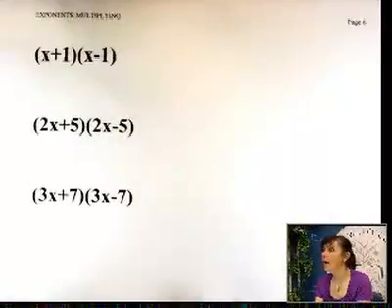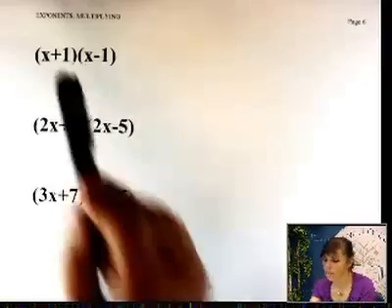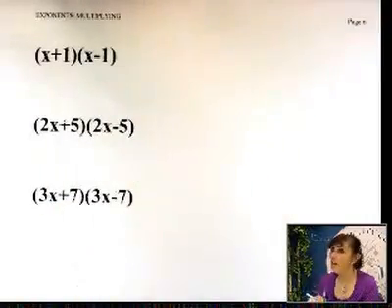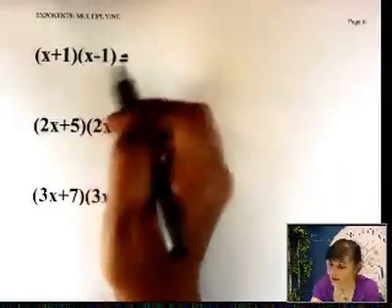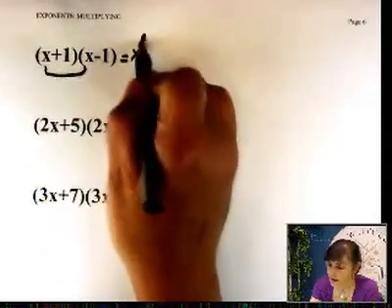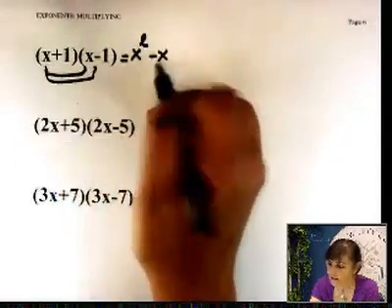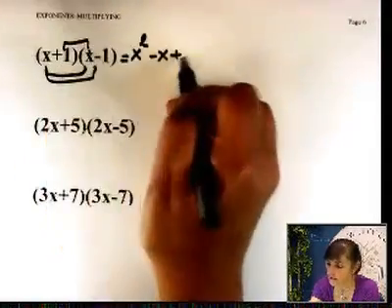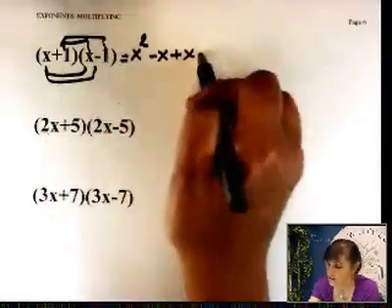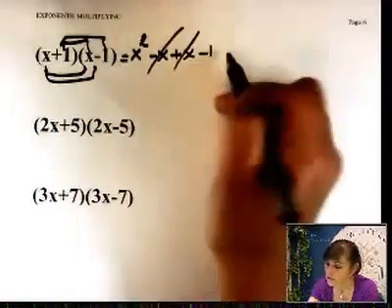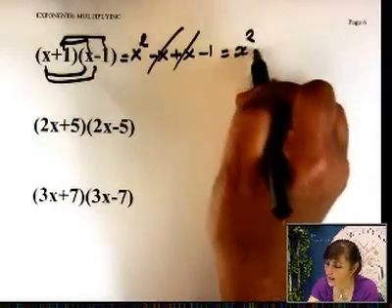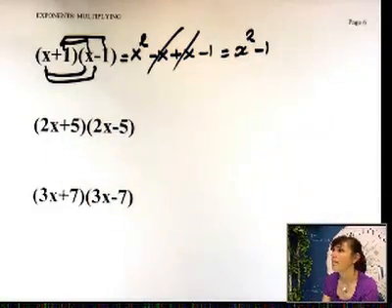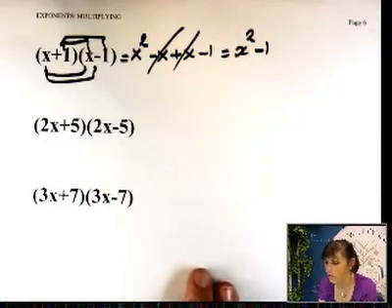All right. How about some special cases? You have plus and minus, plus and minus. How does that FOIL out? First term is x squared. This one is negative x. This one is positive x. Last term is negative 1. What happens is that these two will go. You end up with x squared minus 1. Okay? So how does that work?